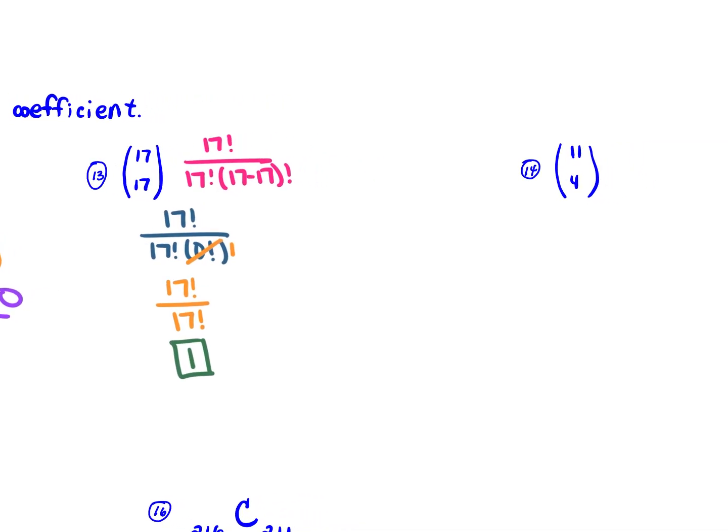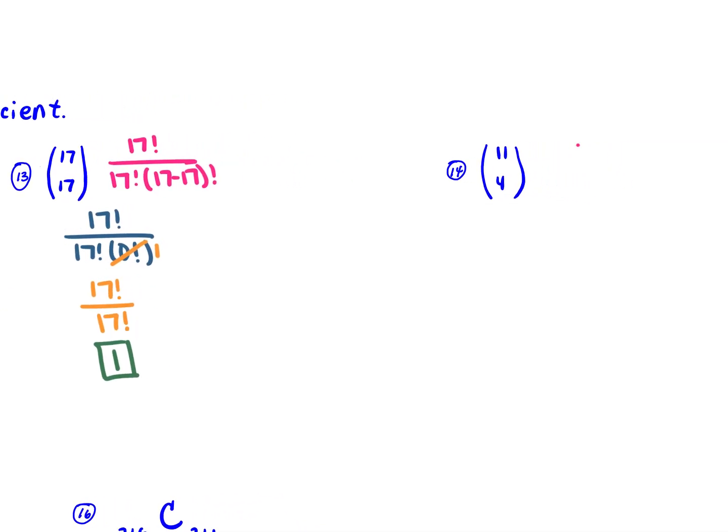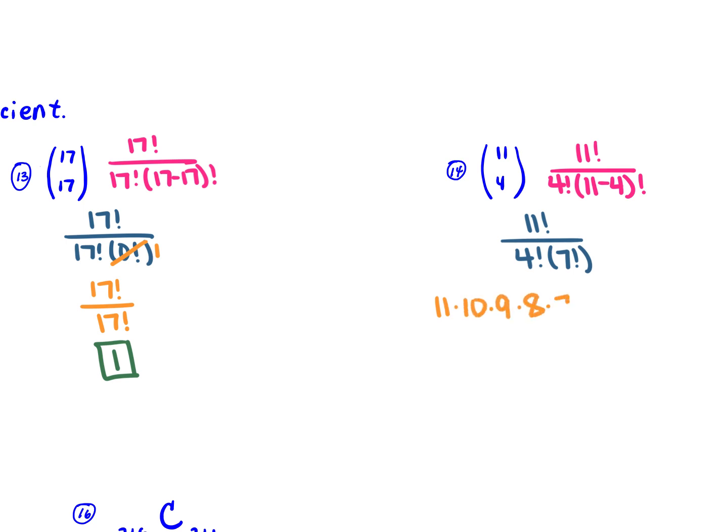For 14, you have 11 over 4. So that 11 is your top number. We'll have 11 factorial over 4 factorial times 11 minus 4 factorial. Your 11 minus 4 gives you 7. So that's 11 factorial over 4 factorial times 7 factorial. That 11 factorial is 11 times 10 times 9 times 8 times 7 factorial. The 4 factorial is 4 times 3 times 2 times 1, and then you have that 7 factorial. The 7 factorial is on the top and the bottom, so cancel them out.